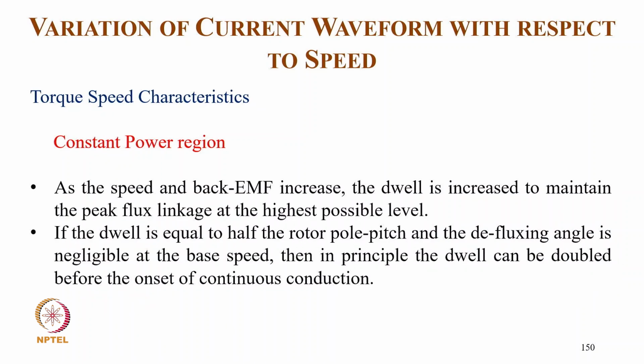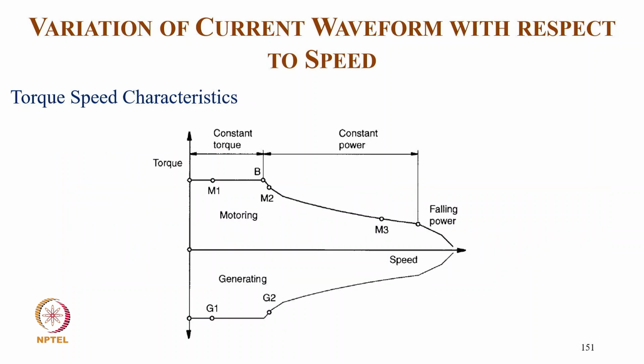And in the constant power region, as the speed and back EMF increase, the dwell is increased to maintain the peak flux at the highest possible level. And if the dwell is equal to half the rotor pole pitch and the defluxing angle is negligible at the base speed, then in principle the dwell angle can be doubled before the onset of continuous conduction.